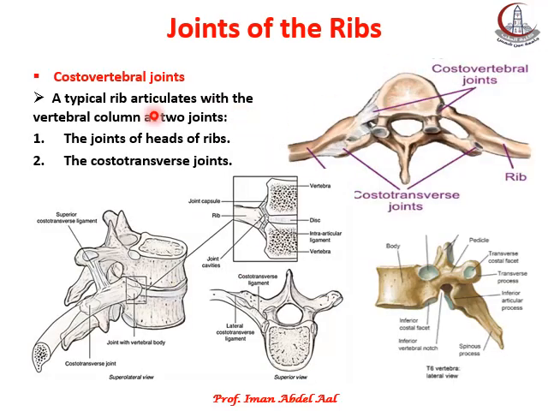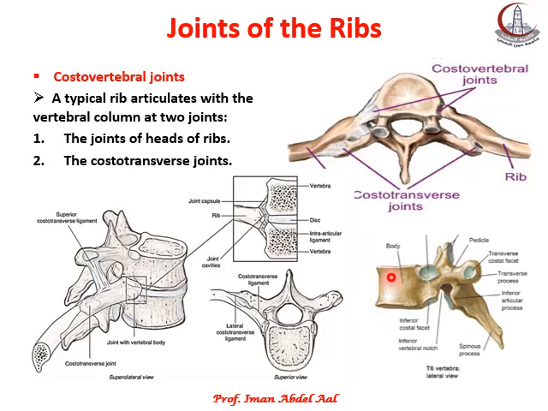Now we will begin with the costovertebral joints. We say that a typical rib articulates with the vertebral column at two joints: joints of the heads of the ribs with the vertebral bodies and joints with the transverse processes. If we look at this picture, you can see this is the body of the vertebra, this is the pedicle, lamina, spine, superior articular facet, and this is the rib. So the rib articulates with the body of the vertebra through its head, and it also articulates with the transverse process of the vertebra.